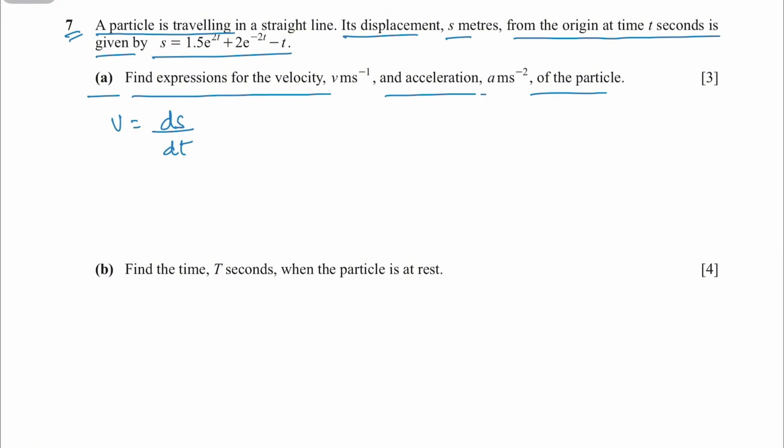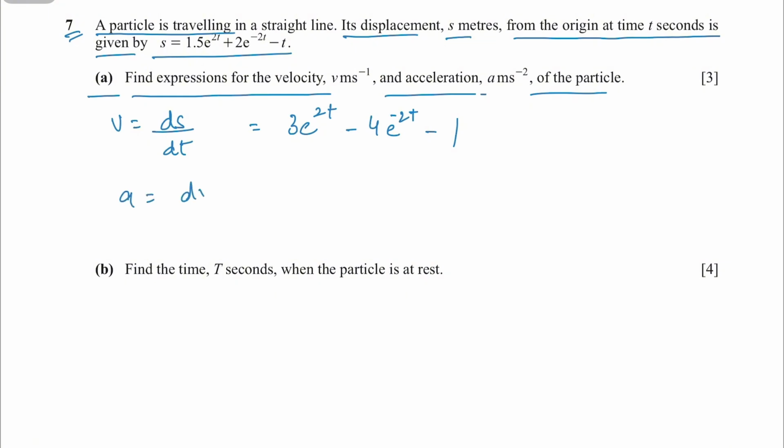So this would be looking like this: e power 2t, 2 would be multiplied by 1.5. We will be getting 3 e power 2t. This minus 2 would be multiplied by 2, so we'll be getting minus 4 e power minus 2t. E powered anything would remain the same as it is, e powered minus 2t, and then minus t will have our differentiation as negative 1. So this would be our velocity.